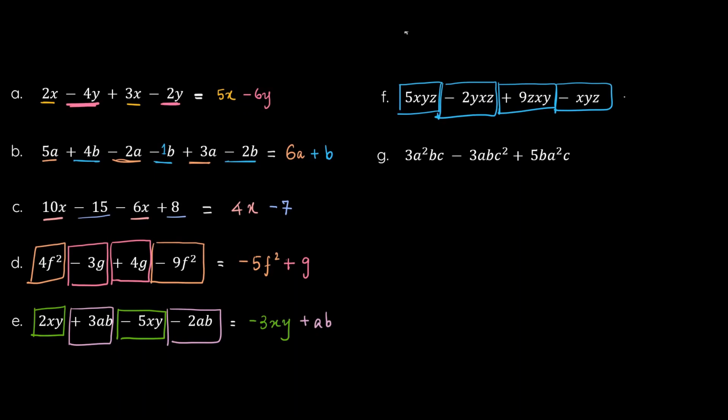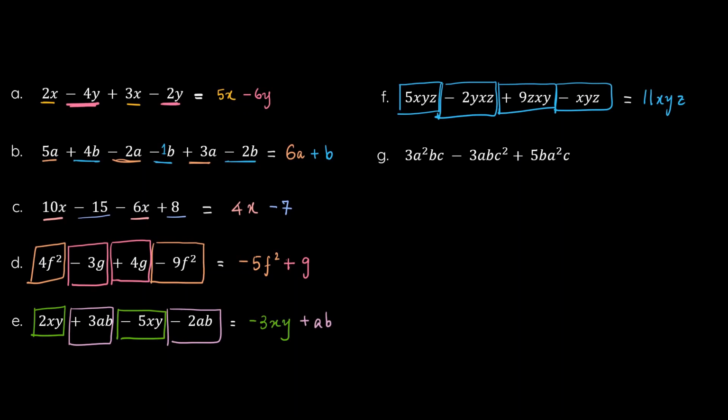So since all of these are like terms, we just have to add them all together. So 5xyz minus 2yxz plus 9zxy minus xyz. So if you only consider the coefficients, 5 minus 2, that's 3. 3 plus 9, that's 12. 12 minus 1, that's 11. So 11xyz. Now it doesn't really matter which order you write the answer as well. You can say 11xyz or 11yxz or 11zxy or 11zyx. It doesn't matter, right? Because as we've already seen previously, the order doesn't matter. So since there's a mixture of order here, it doesn't matter whichever order you write.